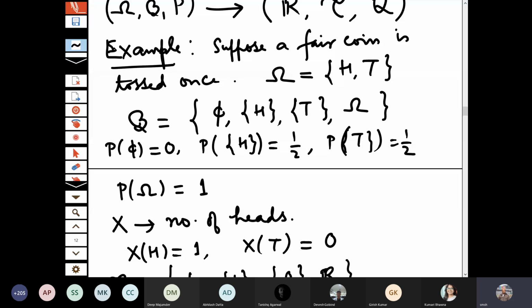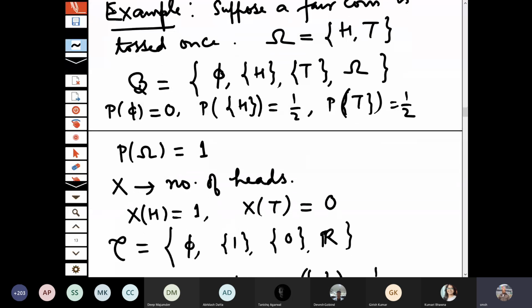Yeah, so let me repeat. We are considering a random experiment of tossing a fair coin once. So you have two outcomes, H and T, and I am considering the sigma field of subsets of omega by considering the power set, basically. So phi, H, T and omega, and probability of phi is 0, probability of H is half, probability of T is half, and probability of omega is 1.